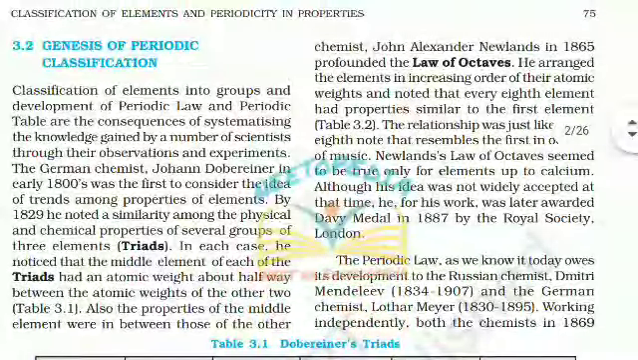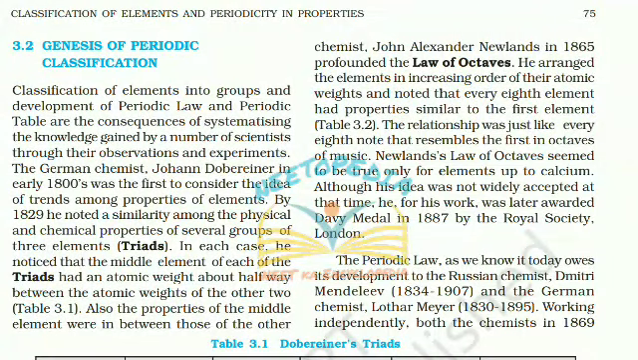The English chemist John Alexander Newlands in 1865 propounded the law of octaves. He arranged the elements in increasing order of their atomic weight and noticed that every eighth element had properties similar to the first element. The relationship was just like every eighth note that resembles the first in octaves of music. Newlands' law of octaves seemed to be true only for elements up to calcium. Although this idea was not widely accepted at that time, he for his work was later awarded the Davy Medal in 1887 by the Royal Society of London.